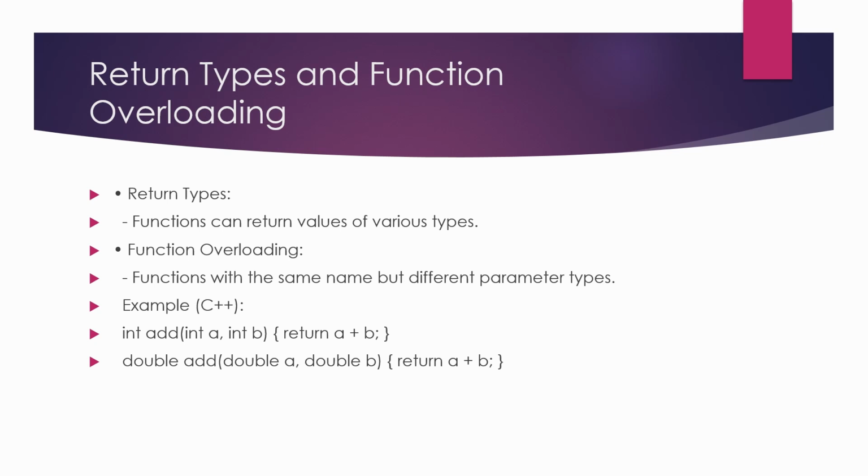Functions can return different types of values such as integers, floats, or even objects. Function overloading allows us to define multiple functions with the same name but different parameter types. This helps in writing cleaner code when we have similar operations for different types of inputs.